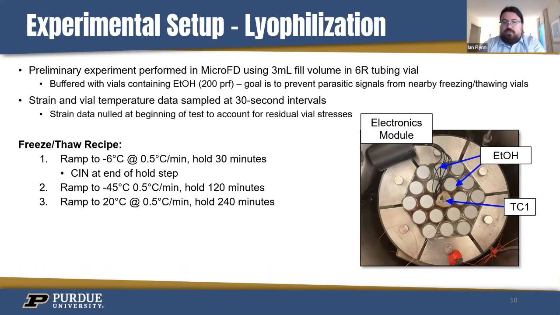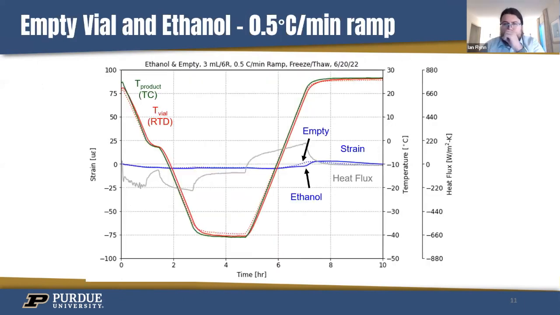And the recipe that we've used for basically everything I'm going to show you is: we're starting at room temperature, cooling down to -6 degrees Celsius at a ramp rate of 0.5 degrees Celsius a minute, keeping it there for 30 minutes before inducing nucleation, then cooling it down to -45 degrees Celsius at the same ramp rate, holding it there for 2 hours, then ramping back to 20 degrees Celsius at the same ramp rate, holding it for 4 hours.